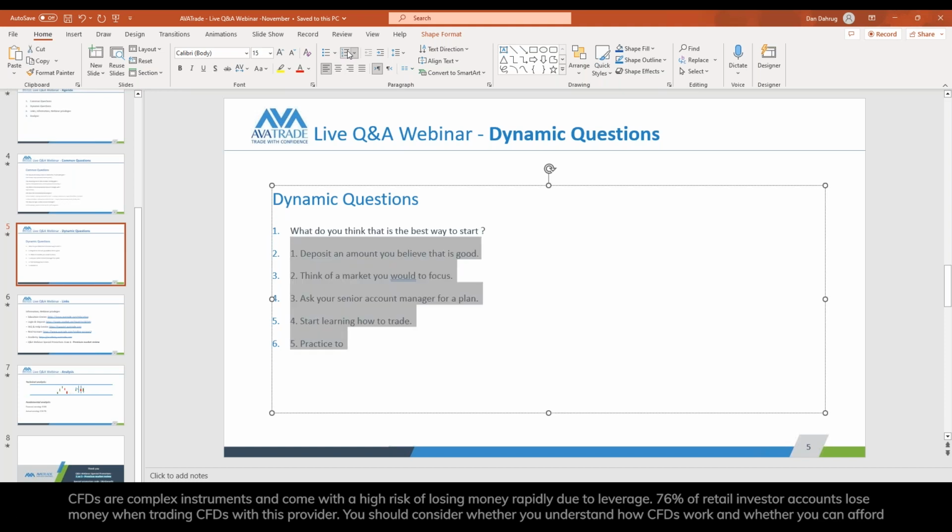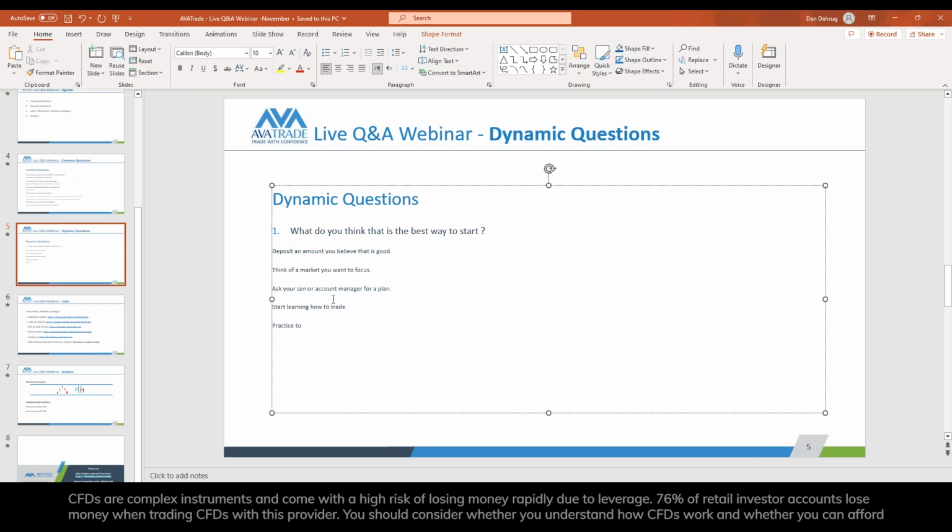Okay. This is not a formula. What I'm putting down is just my personal opinion. This is what I would recommend for somebody to begin with. Slowly and surely: deposit an amount, think of a market you want to focus on, ask your senior account manager for a plan or make a plan, start learning how to trade, practice until you are stable and you gain profits. Find the best strategy and so on.